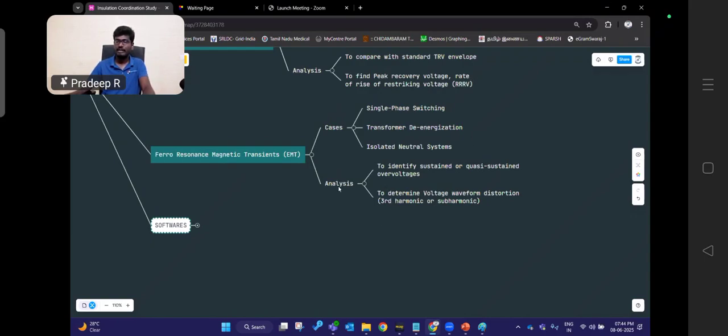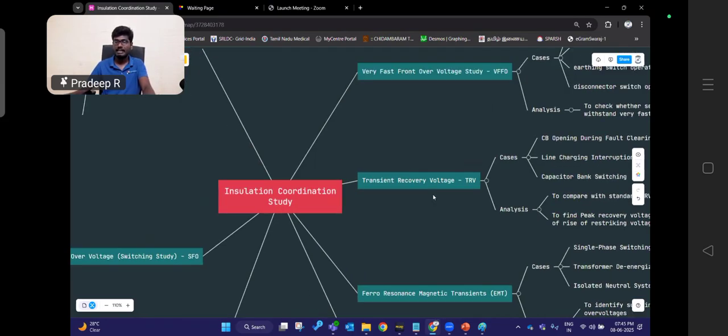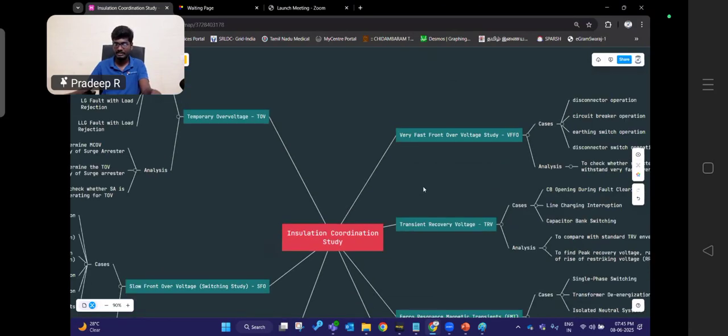So in here what we will observe is that this is a simple study only, though from the modeling point of view it will differ a little bit. We identify sustained or quasi-sustained over voltages, and in addition determine voltage waveform distortion, which can be third harmonic or subharmonic. So inter and intra harmonics can also be checked in this ferroresonance. Right? These are the major classifications of my insulation coordination.